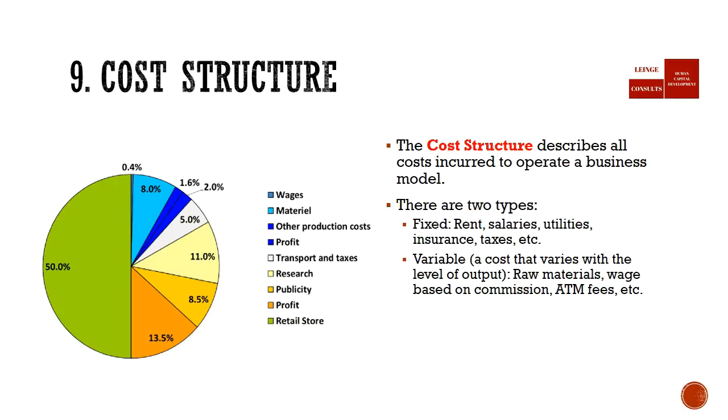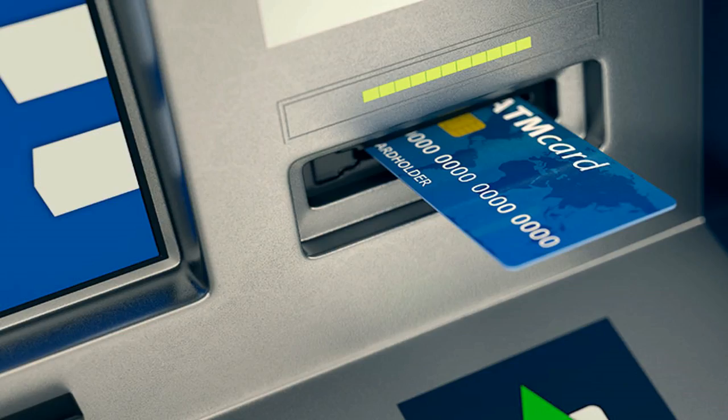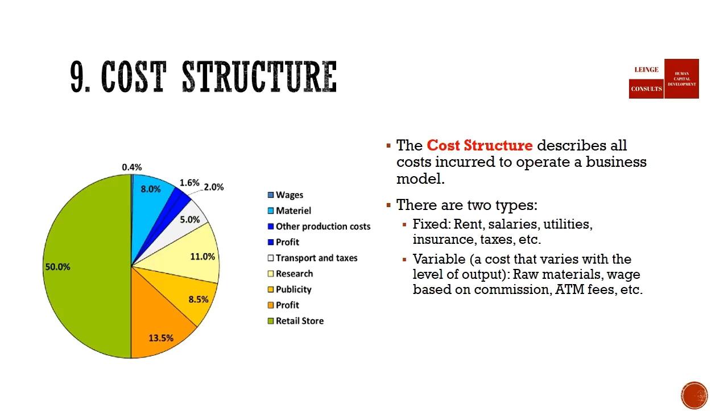For example, wage based on commission, which means there are times where your salespeople hit a particular target and then you give them an extra wage for hitting that target. So that's variable. Some other days they will not hit the target and you're not going to give them that. ATM fees, subscriptions for your SMSs, etc. Some of these things are variable costs that are not fixed. So these are the things that you really need to focus on if you're trying to pull out your cost structure.